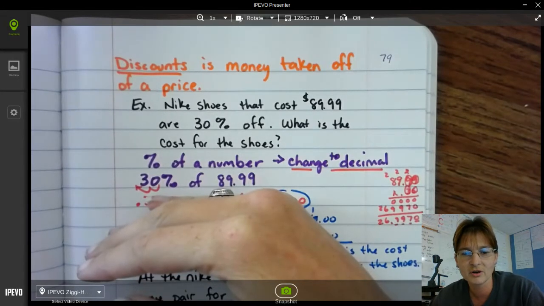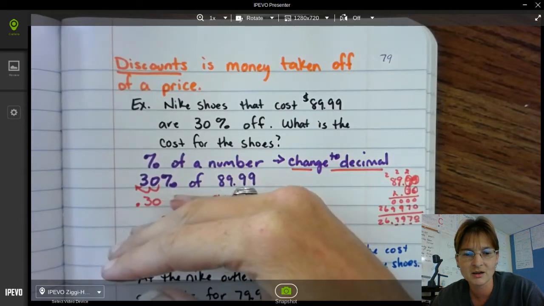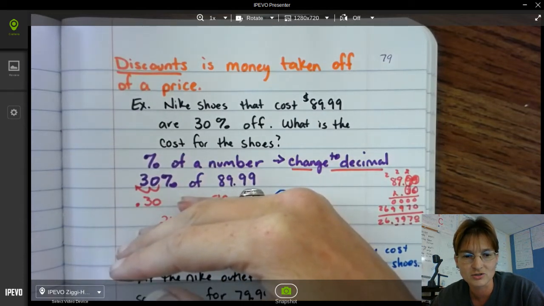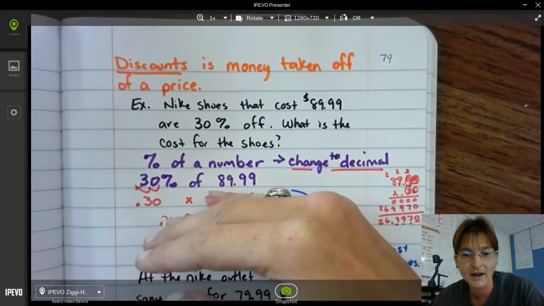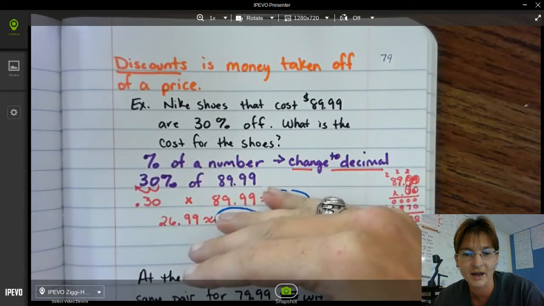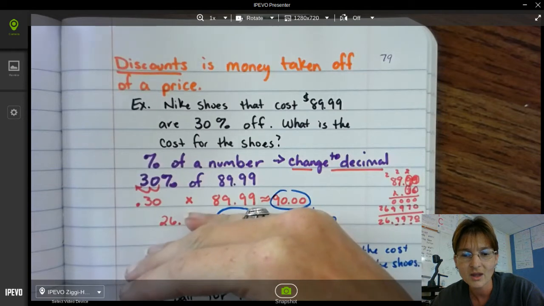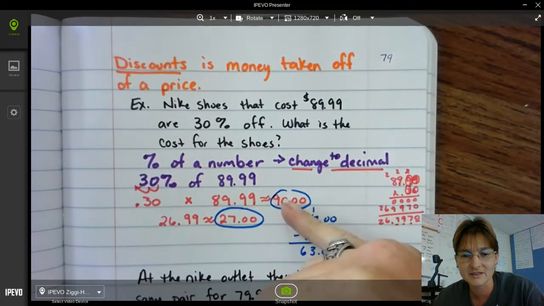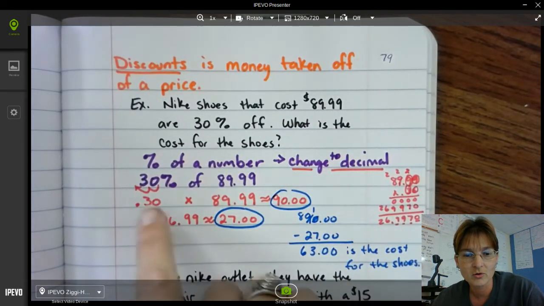Using percent of a number, you change the percent to a decimal. So 30% changes to 0.3 or 0.30. Of means to multiply, and then of that number is going to be $89.99. We're going to eventually just round this to $90.